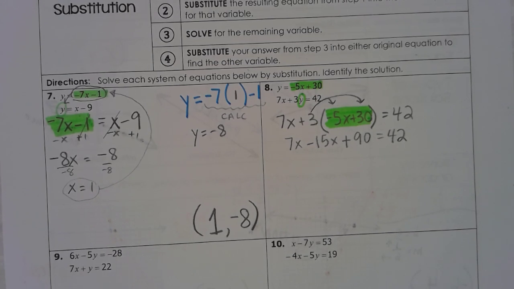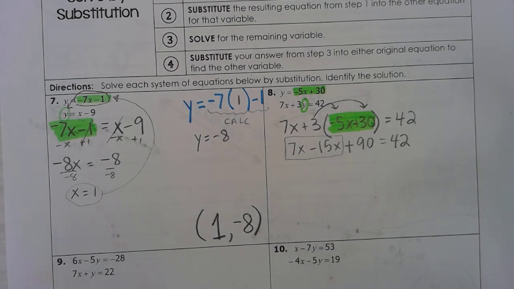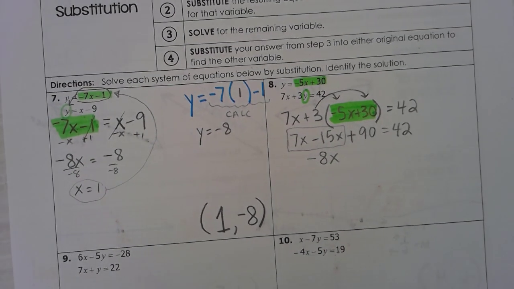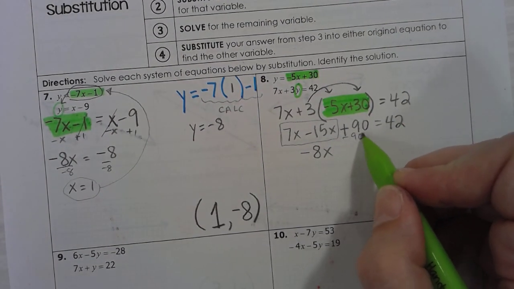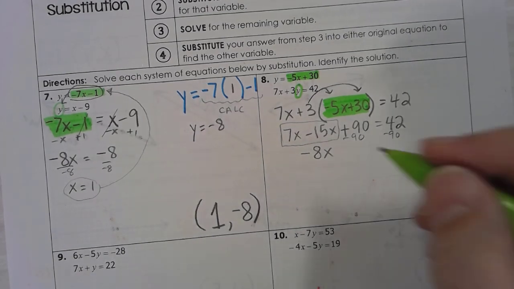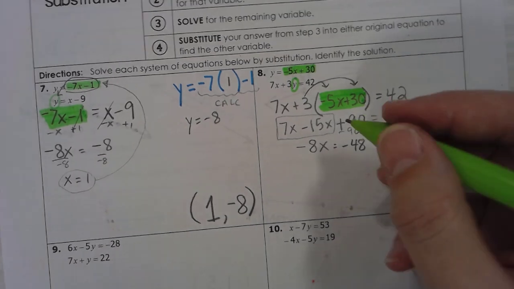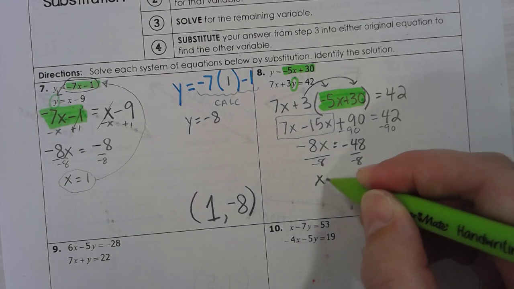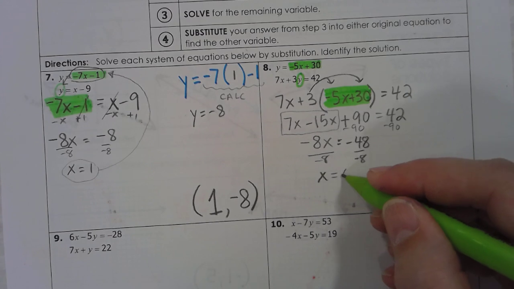So now we've got a couple x's on the same side, so I don't need to move them. I just need to combine them together. They're on the same side. Just push them together. What's 7 take away 15? Negative 8. So we've got negative 8x. Can we get rid of the 90? Yep. Take away 90 from 42. What does that make? Negative 48. Thank you. Last step: divide by negative 8. Negative divided by negative is positive. 48 divided by 8 is 6.